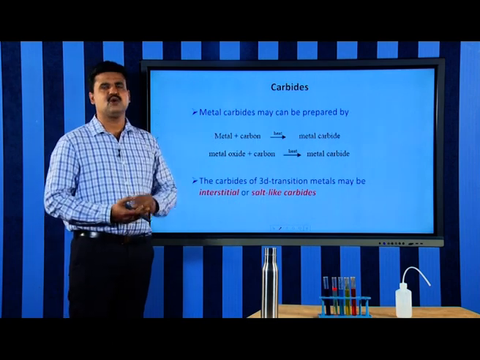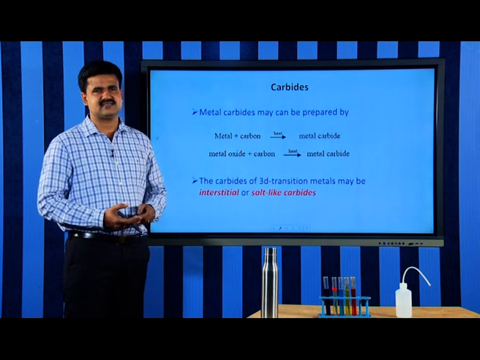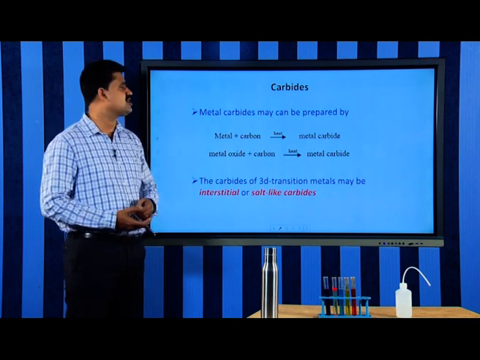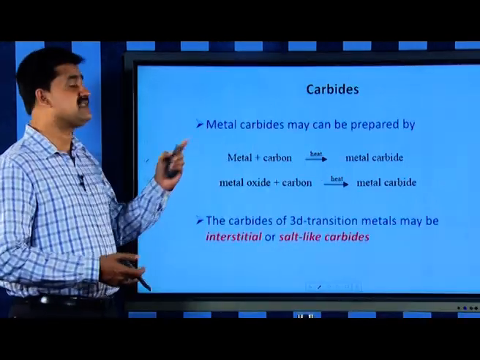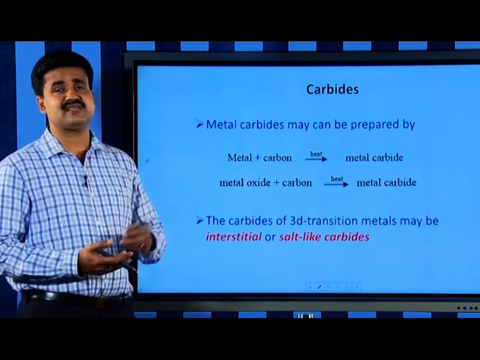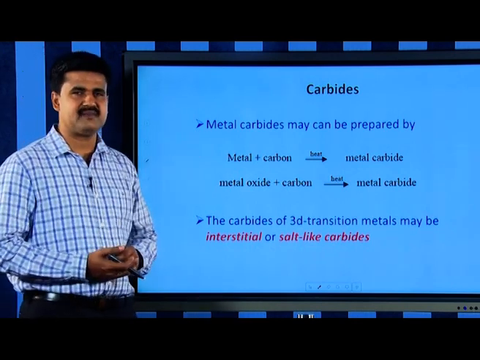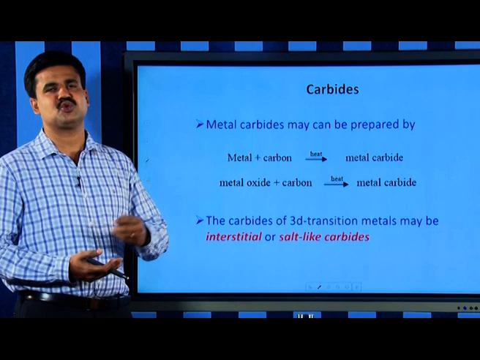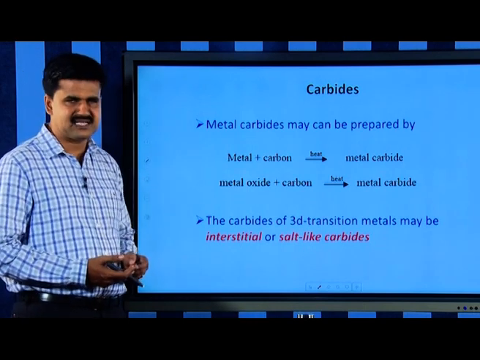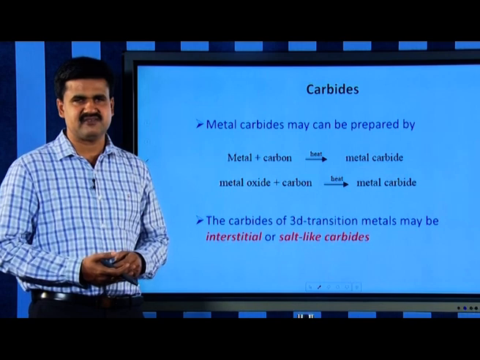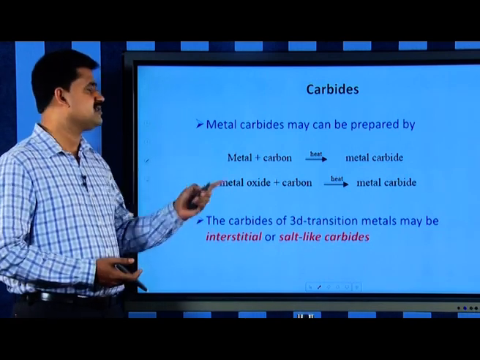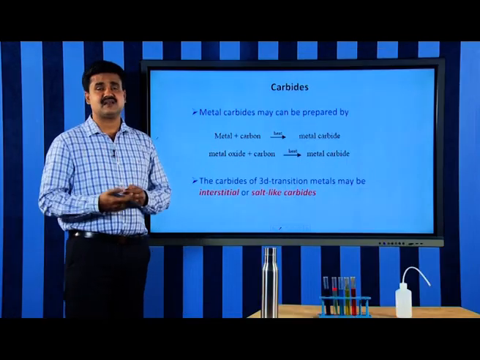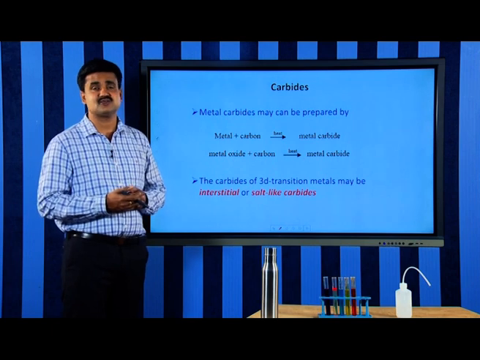Another category of binary compounds is carbides. Carbides are binary compounds of carbon with transition metals or other elements. Metal carbides, preferably transition metal carbides, can also be prepared by two different methods. The first method is direct combination of metal and carbon at high temperature. Second one is the reaction between metal oxide and carbon, which also happens at high temperature. In the second case, along with the metal carbide, some carbon monoxide gas will also be liberated.